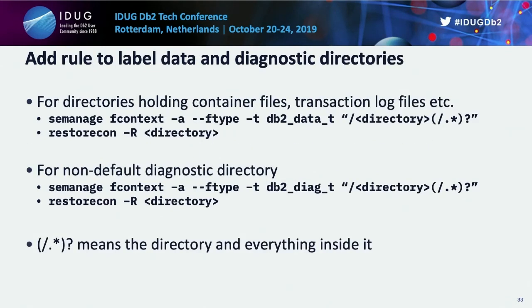You can add rules. So these aren't equivalency rules. This is just a direct rule for where your data is going, okay? Or where your diagnostic directory is going to be if it's not in the default. So semanage fcontext dash A, so we're adding one. It's a file type. db2_data_t is the type we want. And then what is going in the directory? So it's sort of a regular expression type thing here. You put bracket slash dot star bracket question mark, which means that directory and everything inside of it. Because typically you don't have a directory with mixed data and non-data, it's all your data files in one place.